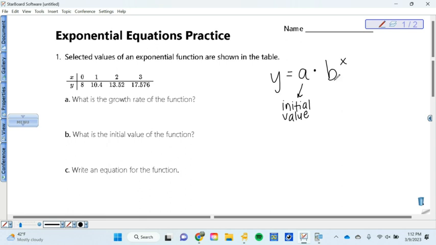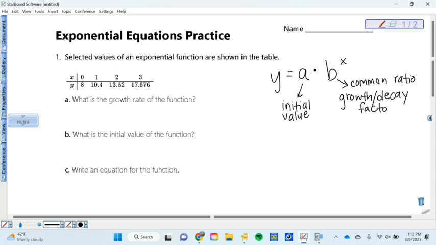What does B tell us? Not common difference, that's for linear. Common... it says it over there on the sideboard. Common ratio, or what did you say, Elise? Growth factor, but I also just told you exponential equations don't always grow. They can also, what's the word we used? Decay. So growth or decay factor.